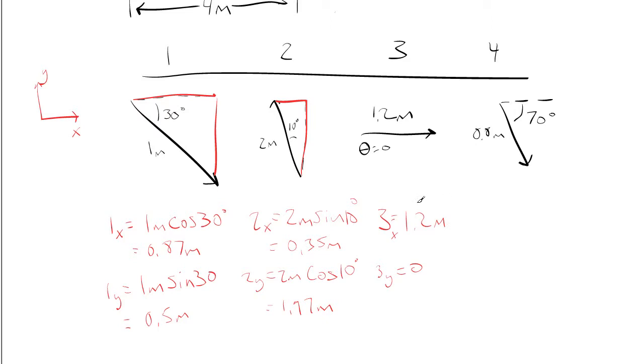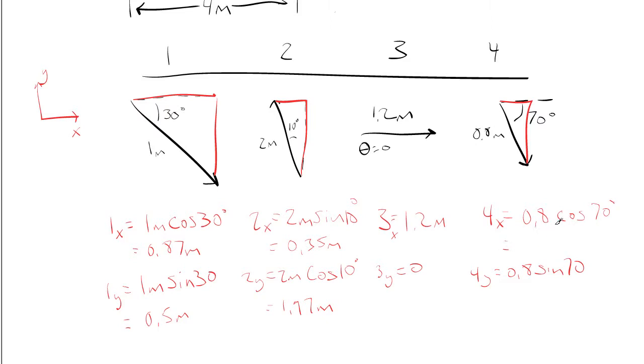All right, so then 4, once again, I draw a triangle. Kind of goes out here. There we go. Sorry, it's kind of overlapping my writing. So again, this is the x side, up and down is the y side, so 4x must be 0.8 times the cosine of 70. 4y is equal to 0.8 times the sine of 70.